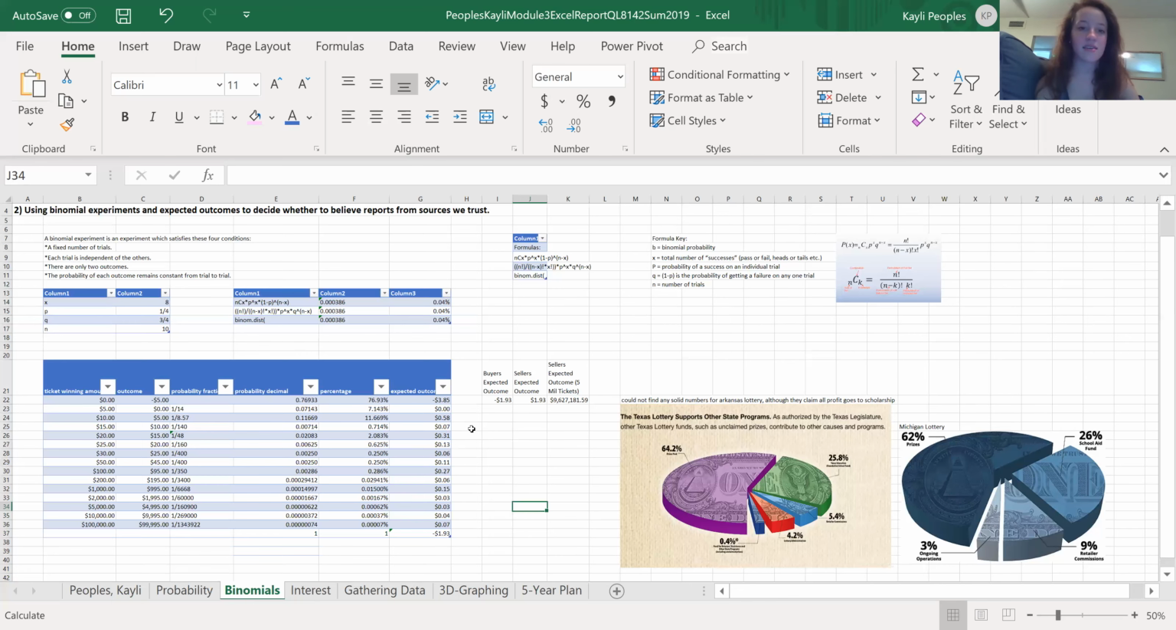And then the second half, the bottom half, the bigger graphs and things, is lottery ticket information, like how much you could get from it and what you wouldn't.